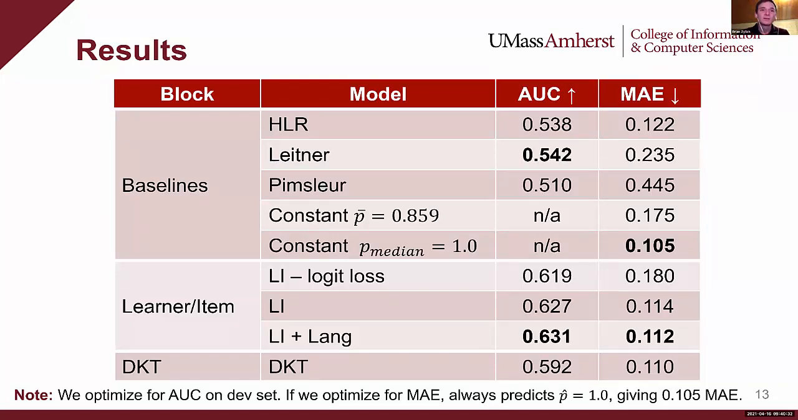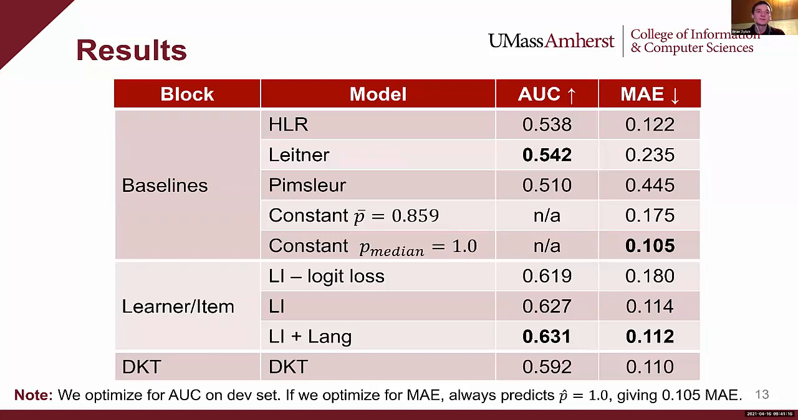And then we first look at the learner item model, which is a simple factor-based model, which includes learner ability and item difficulty. And we can see that the logit loss makes a big difference, decreasing the MAE from 0.18 to 0.114. And this learner item factor model is already able to vastly outperform the best baseline for AUC. And then if we add an additional factor for the language that the learner is studying, this provides another small benefit. And this also outperforms the DKT baseline.